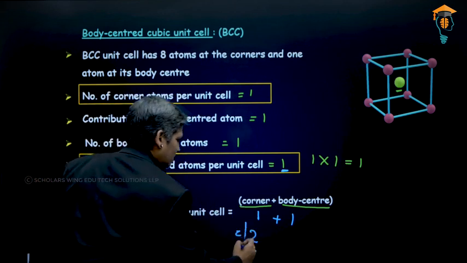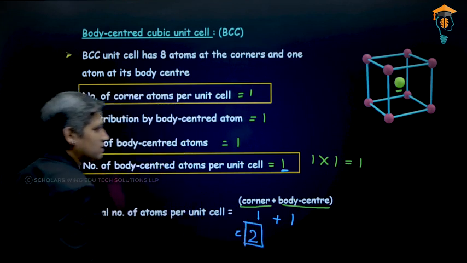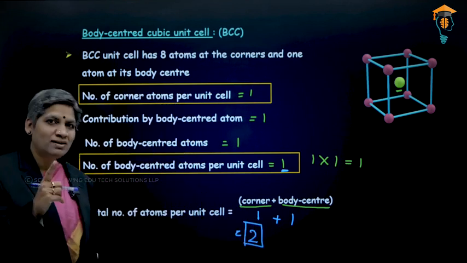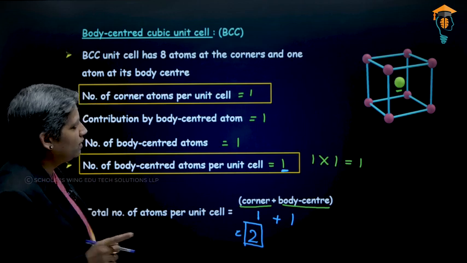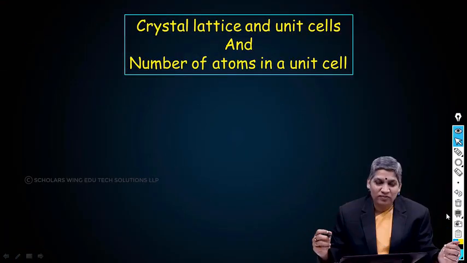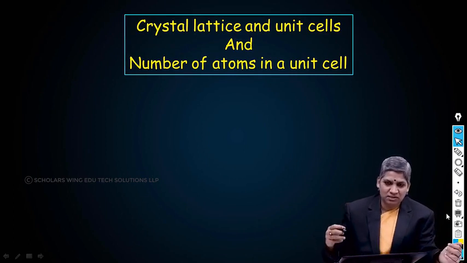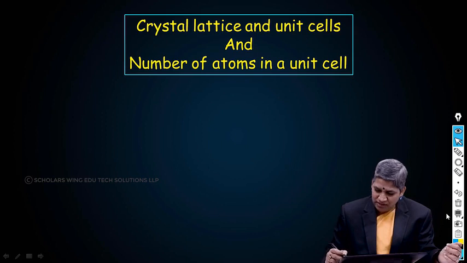So this is the number of atoms in one BCC unit cell. Okay, body-centered cubic unit cell. Got it? Now let's solve some problems on crystal lattice and unit cells and number of atoms in a unit cell. We have clubbed 2 topics together in the same chapter, that is solid state. So let's look at the first question now.